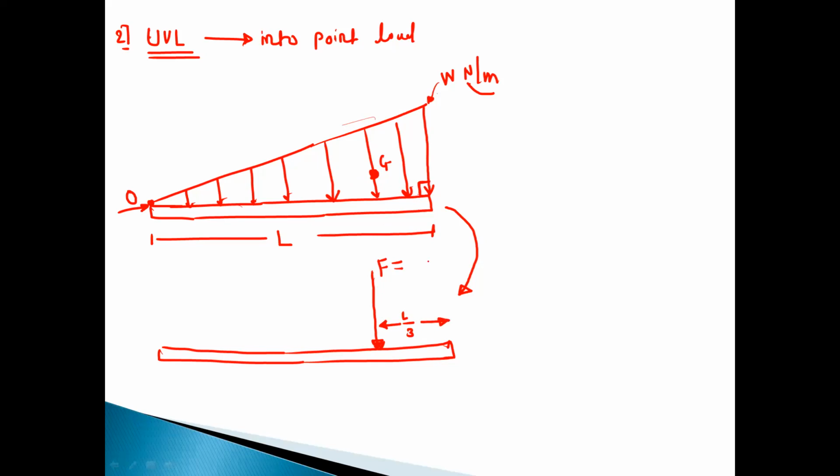So always remember, the distance of the point load in the UVL with respect to the 90-degree angle is L by 3. And from the other angle, this is the acute angle, this will be 2L by 3. So finally, this addition will be L.